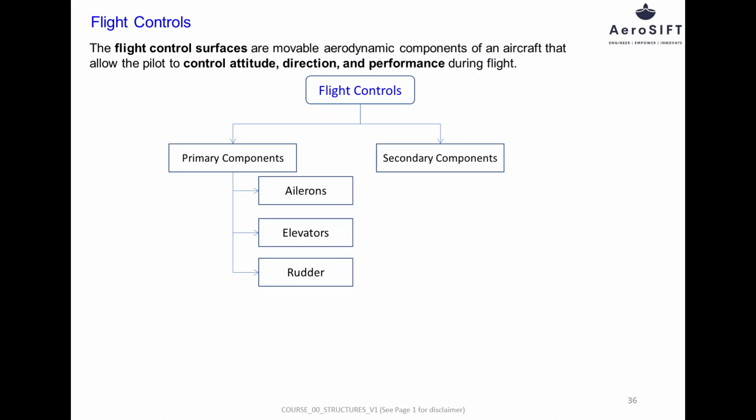Secondary components of flight controls. Flaps are secondary flight control surfaces located on the inboard trailing edges of the wings. They increase lift and drag, allowing the aircraft to operate safely at lower speeds during takeoff and landing. When deployed, flaps significantly change the wing camber and are designed to withstand high aerodynamic loads.